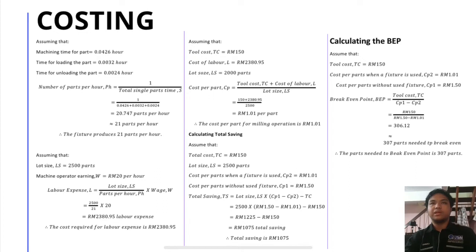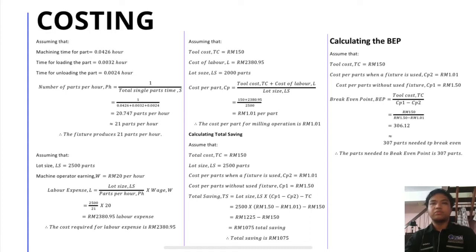We will use the formula number of parts per hour, PH, equals 1 divided by total single part time, which is S. So 1 divided by 0.0426 plus 0.0032 plus 0.0024. Therefore, the answer is 20.747 parts per hour, which we round to 21 parts per hour. Therefore, the fixture produces 21 parts per hour.